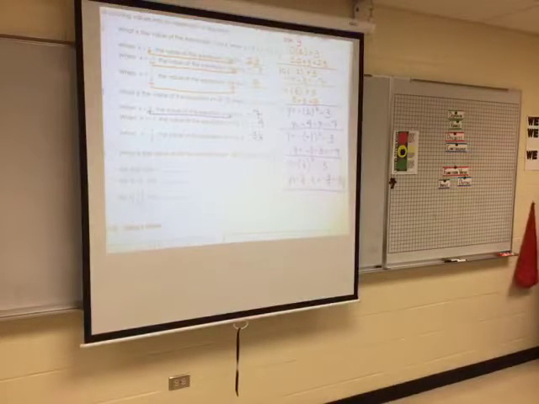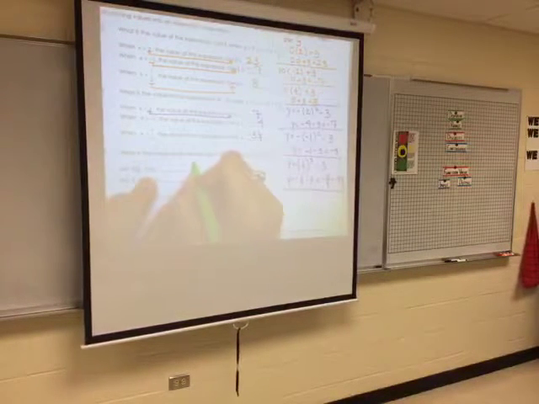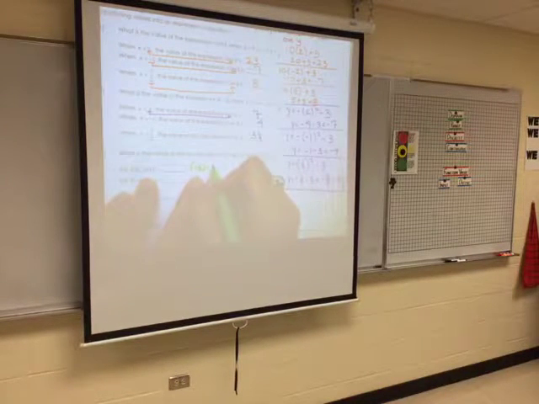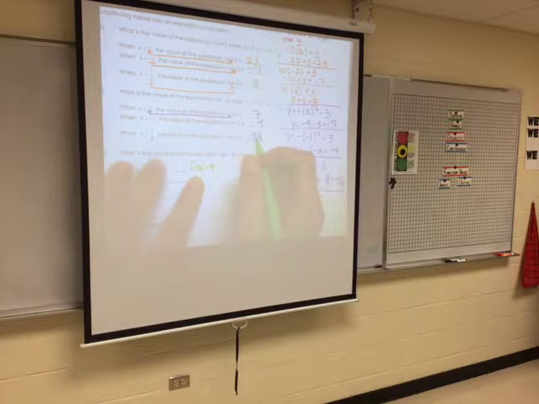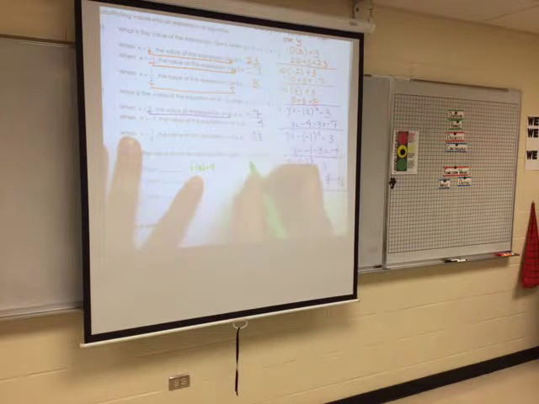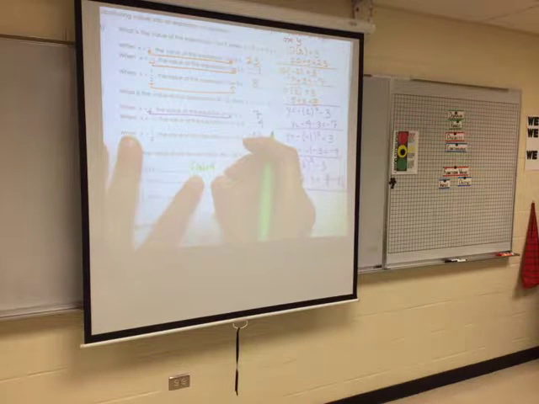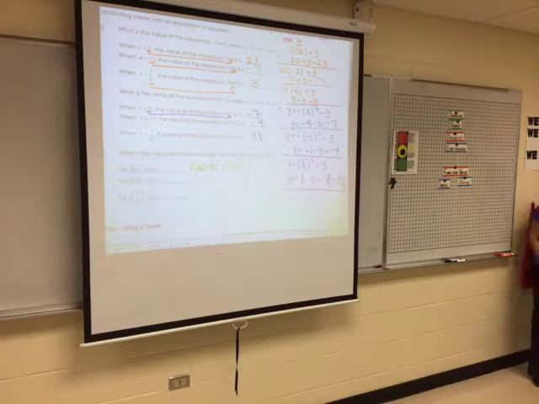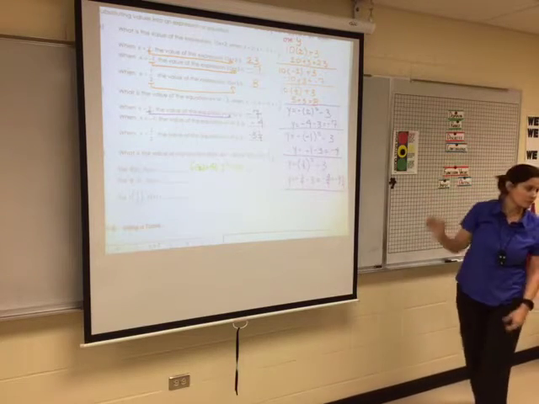So let's try the first one. So I have f of 2 equals. Okay. So I have 4x squared minus 5x. Why did I replace my x's with parentheses? I've been doing that for all of them, but why?